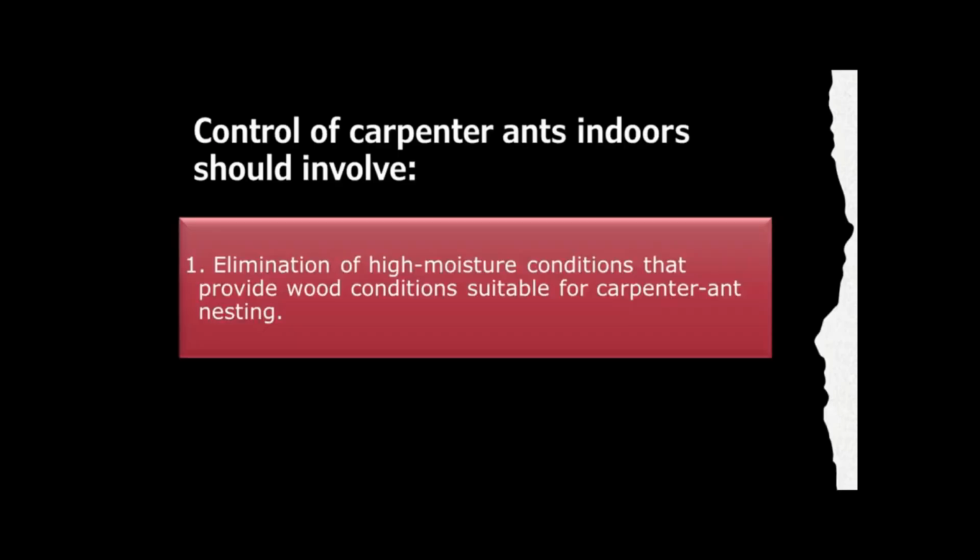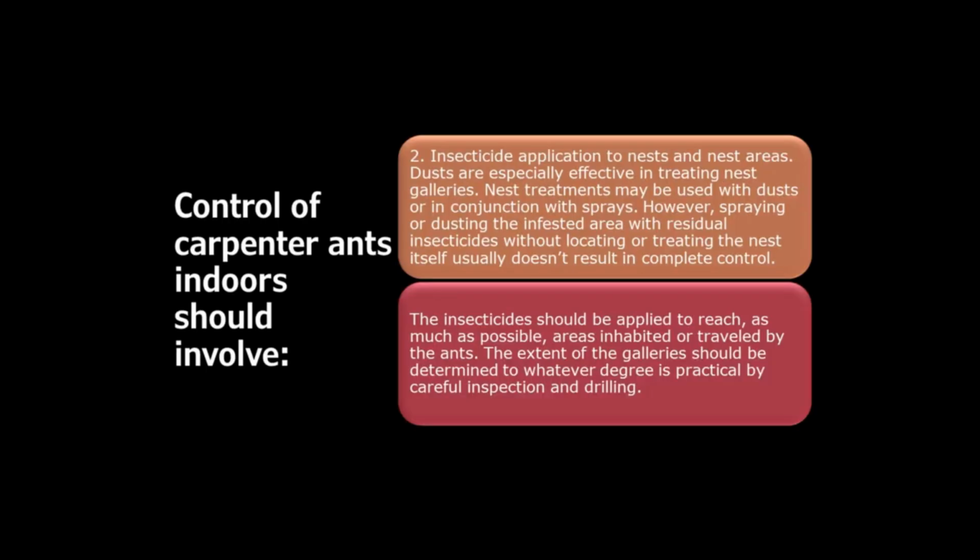Control of carpenter ants indoors should involve elimination of high moisture conditions that provide wood conditions suitable for carpenter ant nesting. Control of carpenter ants indoors should also involve insecticide application to nest and nest areas. Dusts are especially effective in treating nest galleries. Nest treatments may be used with dust or in conjunction with sprays.